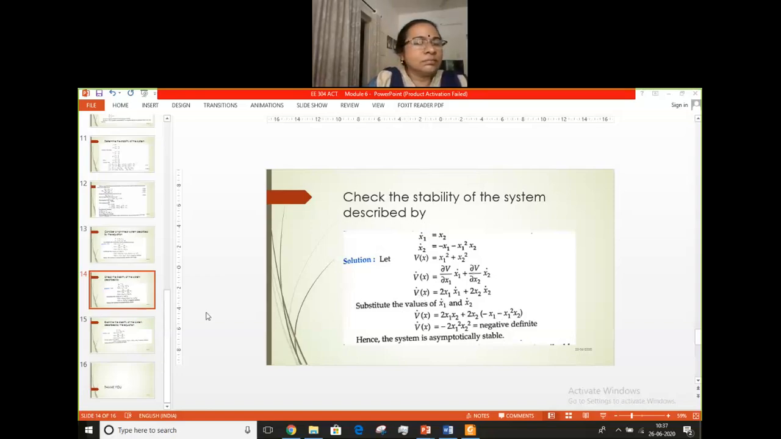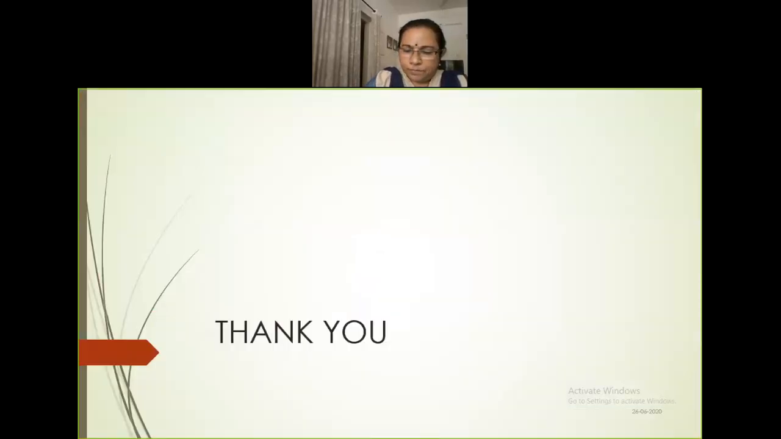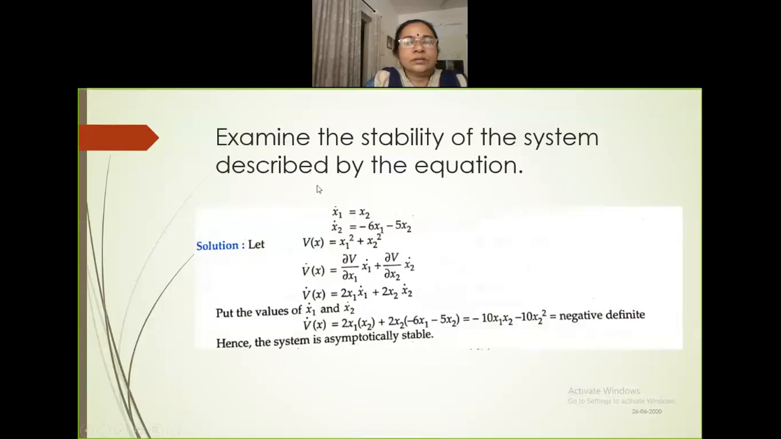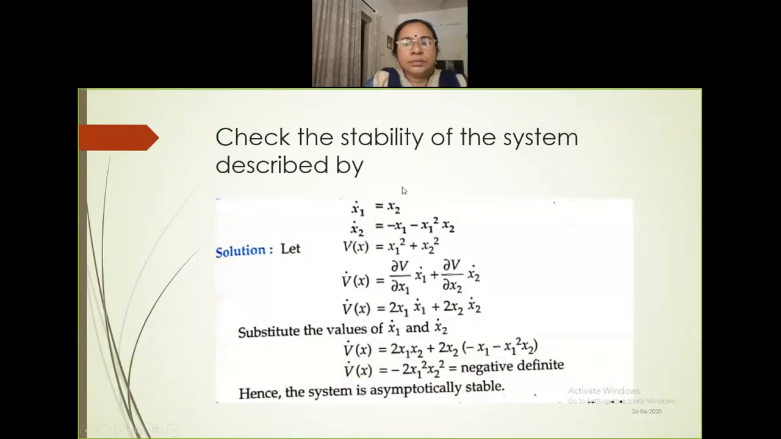Clear? So, next one. Check the stability of the system. Everybody has copied this question, isn't it? Check the stability of the system: x1 dash is equal to x2, x2 dash is equal to minus x1. This is the given equation.